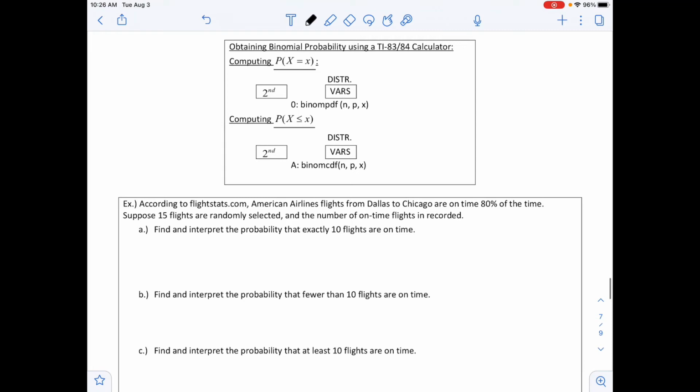So right below this, we have obtaining a binomial probability using a TI-83 or 84 calculator. So now we're actually going to be doing this, but instead of by hand, like what we just did with that formula, we're going to actually use the calculator to help us out. So for the first one, this is going to be when you're computing the probability that x is equal to a certain value. So like we did when x is equal to 0, when x is equal to 1, 2, and 3 in that last example.